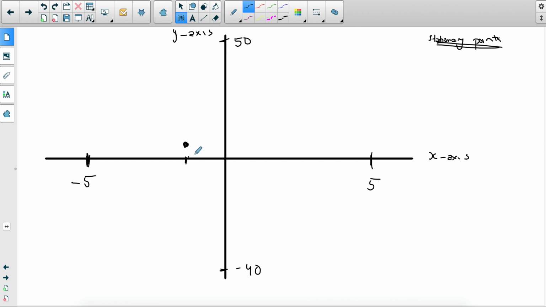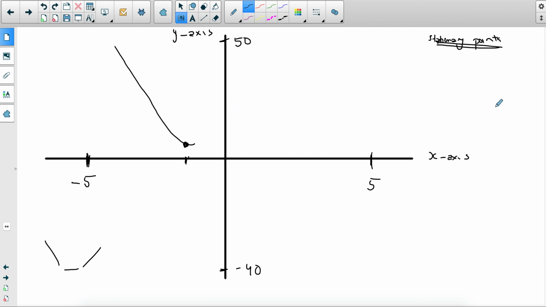So let's say this is our local minimum. And it's a local minimum, so remember the gradient goes down and then up, so the curve is going to be like this. So obviously it's going to go up somewhere now.